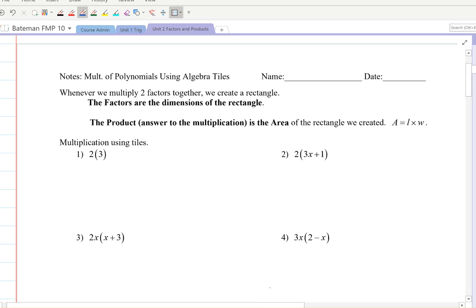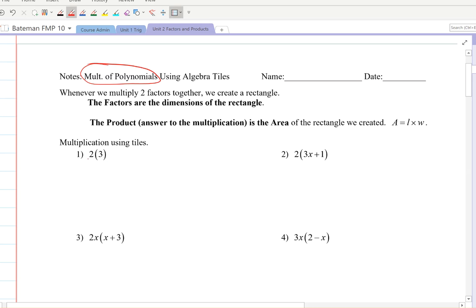Okay, so today in class we're going to work on multiplying polynomials. This is going to be a review of grade 9, and then we'll go into the grade 10 level in a second. So we're going to talk about polynomial tiles and how to multiply using them, and of course that will make it easier for our regular multiplication without the algebra tiles.